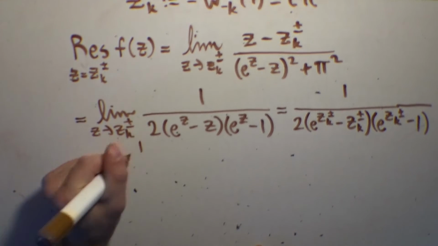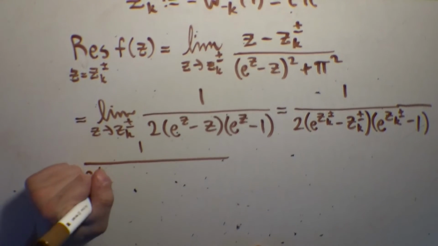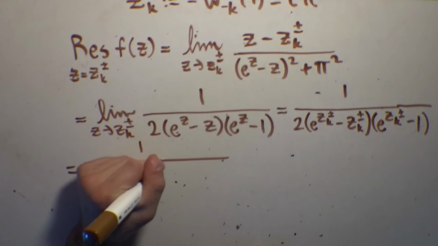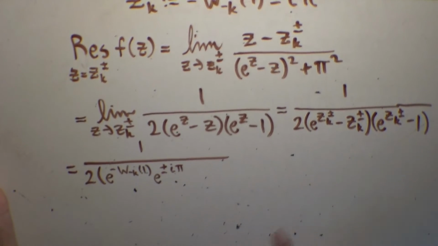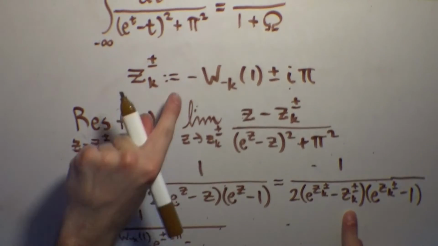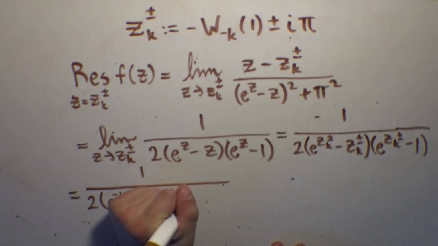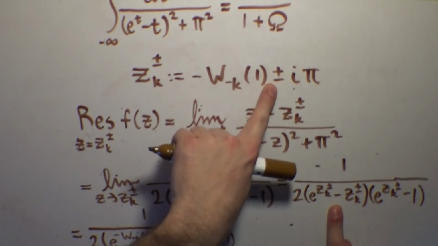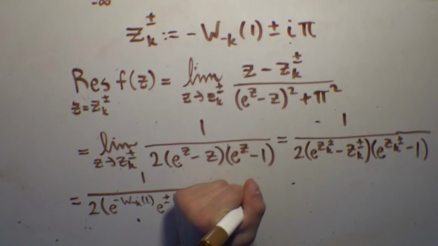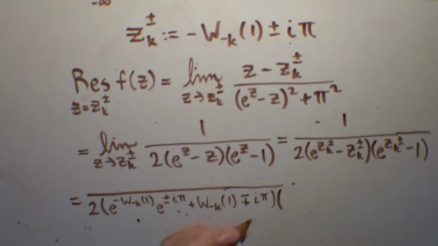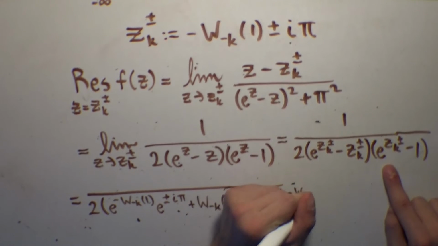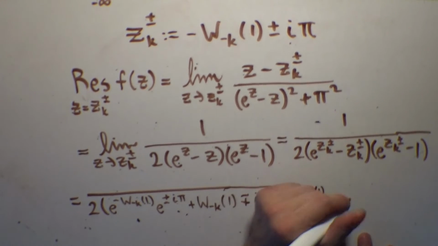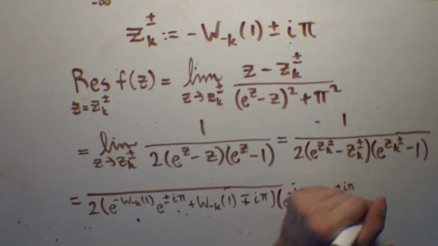So we end up with 1 over 2 times e to the negative W_{-k} of 1 times e to the plus or minus i pi, minus, or I guess in this case plus, because this negative is going to cancel with this negative here. So we get plus W_{-k} of 1. And then the minus and this are going to swap, so we get minus plus i pi. Then we have, again, e to the negative W_{-k} of 1 times e to the plus or minus i pi, minus 1.